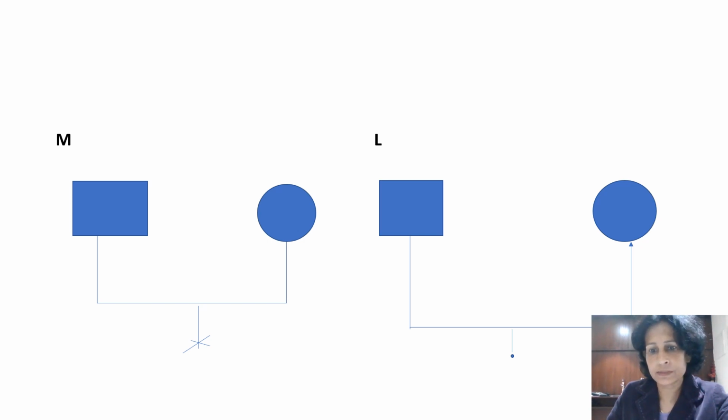L, you can see a vertical line and there is a dot. M, you can see a vertical line and there is a cross mark. So L indicates abortion. So what type of abortion is this? A spontaneous one. And the cross mark shows induced abortion. So both the marks show abortion, but with the symbol you can know which is a spontaneous and which is an induced abortion. I hope it is clear.